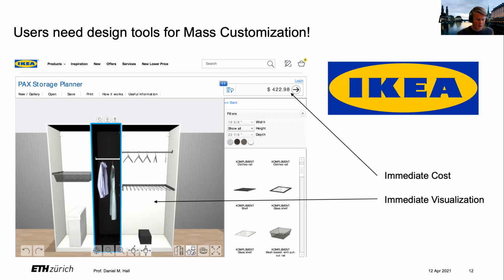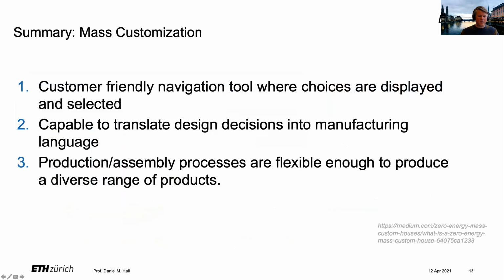So just moving forward, let me give a quick summary of mass customization. Mass customization is a customer-friendly navigation tool where choices are displayed and selected. They're capable of translating design decisions into the manufacturing language, and it allows a production or assembly of processes that are flexible enough to produce a diverse range of products. So this is the overview of mass customization.